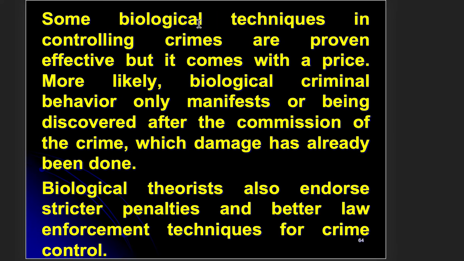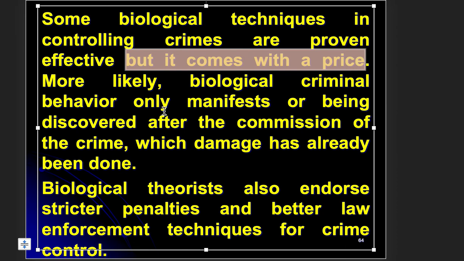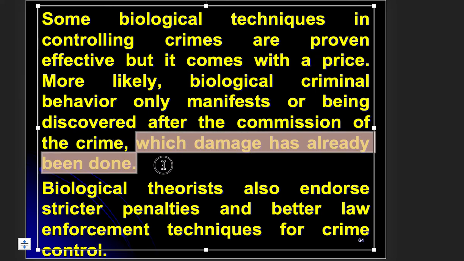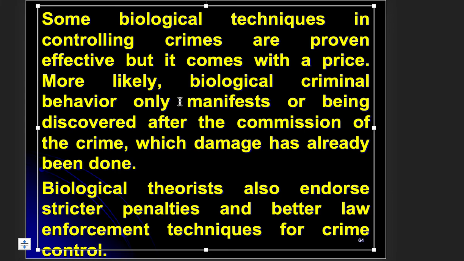Some biological techniques in controlling crimes are proven effective, but it comes with a price. It's true, it's expensive when we talk about biological techniques. More likely, biological criminal behavior only manifests or is discovered after the commission of the crime, when damage has already been done. You can only see biological behavior once it has already harmed other people. So then we just have to treat it, right?